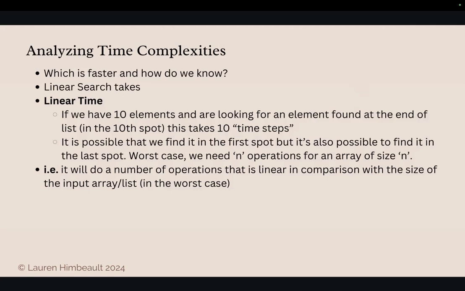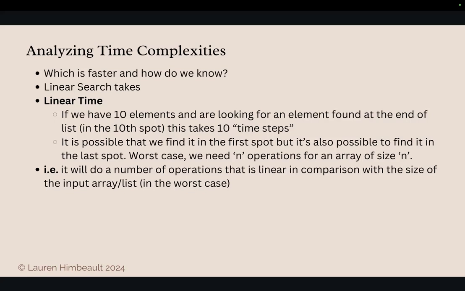Okay, so linear search. What does linear search take? Well, it takes linear time. What that means is if we have 10 elements and we're looking for an element, it's entirely possible to find that element right at the end in the 10th spot, and it takes 10 time steps. It's possible we find it in the first spot, which would be great, but we can't always guarantee that. It's just as likely to find it in the first spot as it is to find it in the last spot. So in the very worst case, if we have n elements, it's going to take up to n iterations of that loop, n comparisons to see if we can find it.